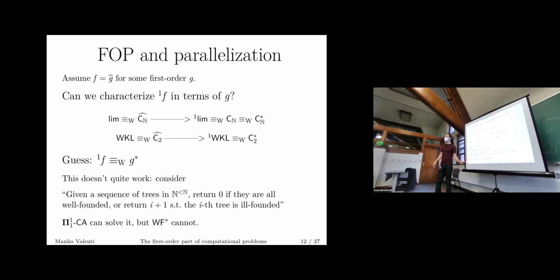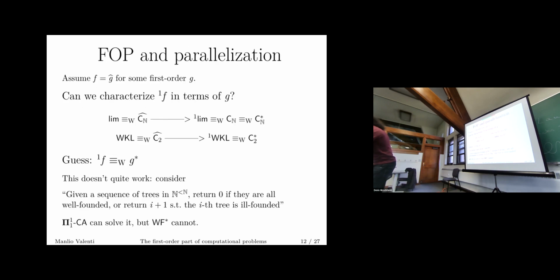So parallel comprehension can solve it, but you cannot do the same with WF star. As long as you can commit only to any fixed number of instances of WF, to any finite number of parallel questions, then essentially you're screwed. You're not going to be able to make it.